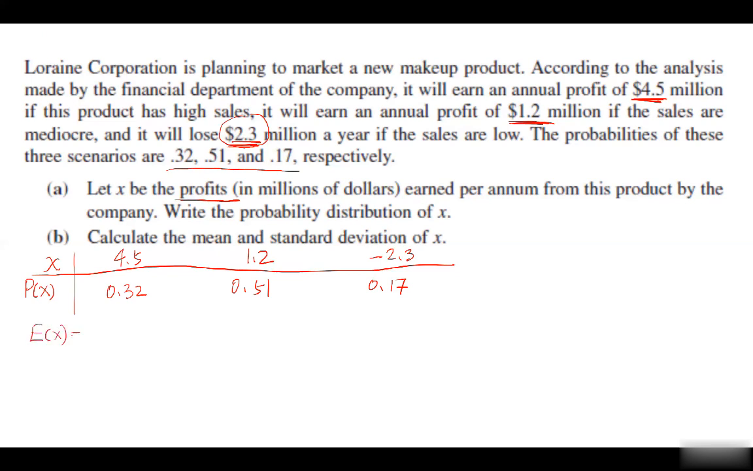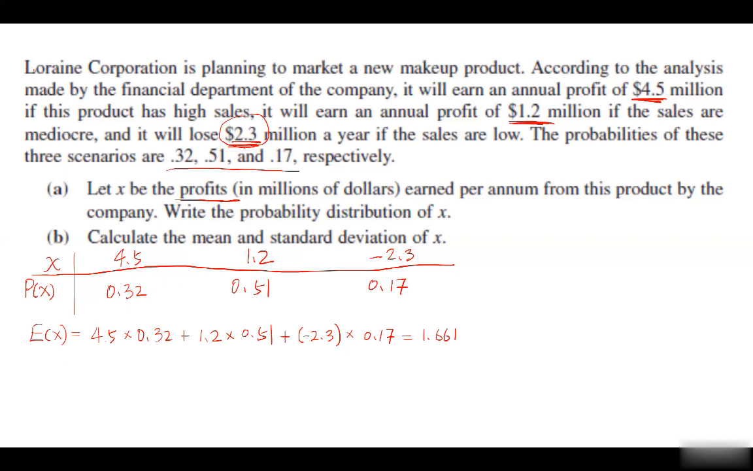The mean is EX, which is calculated according to the definition as the sum of each value times its corresponding probability. So this is 4.5 times 0.32 plus 1.2 times 0.51 plus minus 2.3 times 0.17. And this number, according to our calculation, should be 1.661. This is the mean.